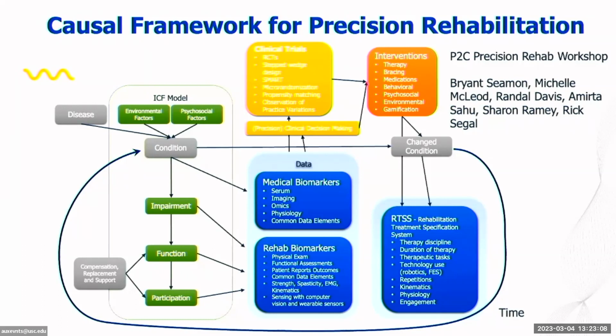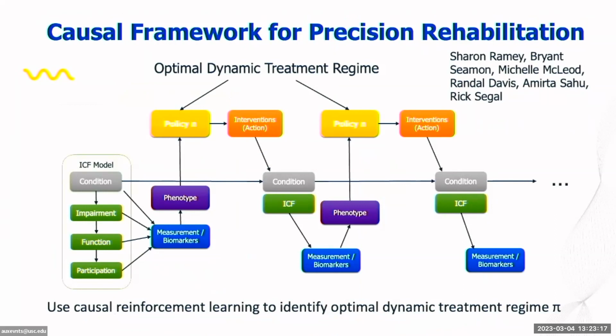As we start collecting this larger data and using tools from causal inference, constrained by these models, I think we'll start to make progress and get to the stage where we can identify the optimal dynamic treatment regime, a term sometimes used in causal reinforcement learning, but it really captures what we want to do. We take all these constructs within the ICF, get all these measurements, and based on those, we phenotype a patient. Based on that phenotype, we should have an evidence-based approach to decide the best intervention, and then understand how this couples over time.